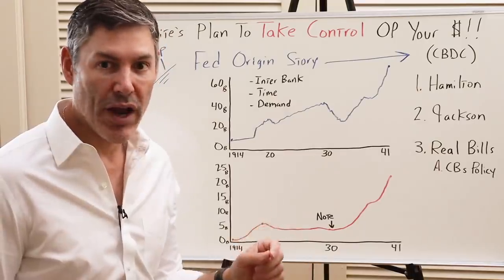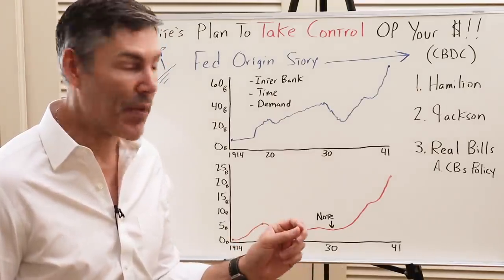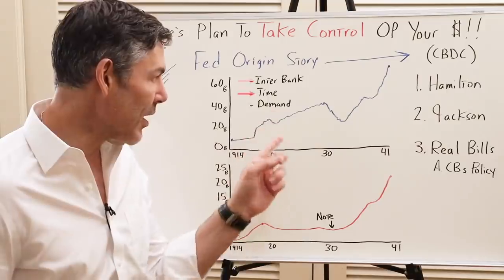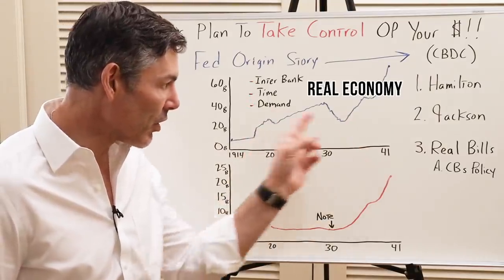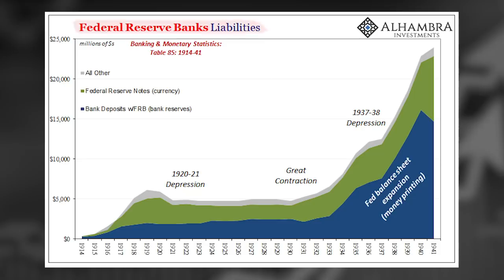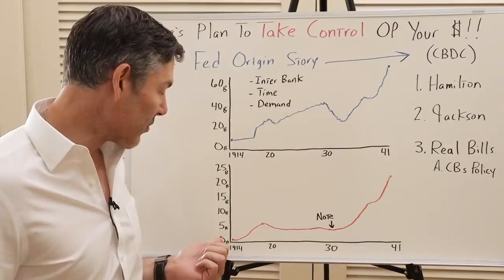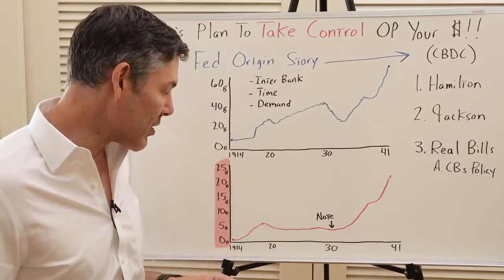Now let's go ahead and contrast M2 money supply, or the bank deposits, interbank time and demand in the real economy, to the Fed's balance sheet. Same time frame, 1914 to 1941. On the left, it goes from 0 up to $25 billion.